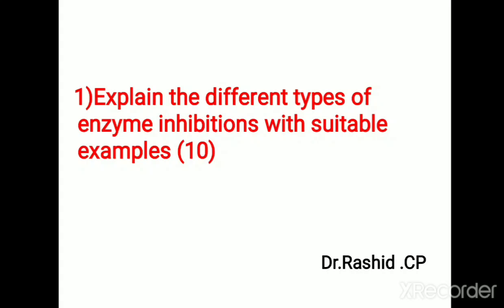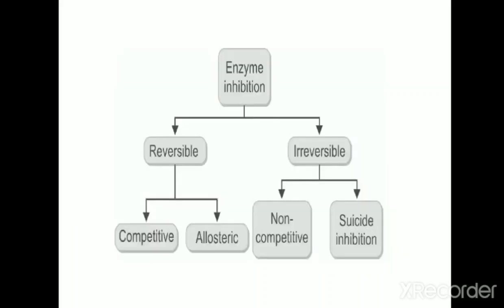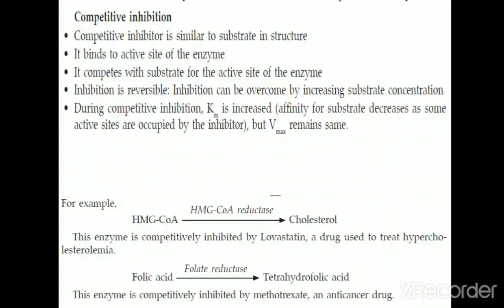In this video, we will discuss an important essay question on enzyme inhibition. The question is: explain different types of enzyme inhibition with suitable examples. First of all, enzyme inhibition is of two types: reversible and irreversible, with different types of each. Just write a few points regarding reversible inhibition and irreversible inhibition.